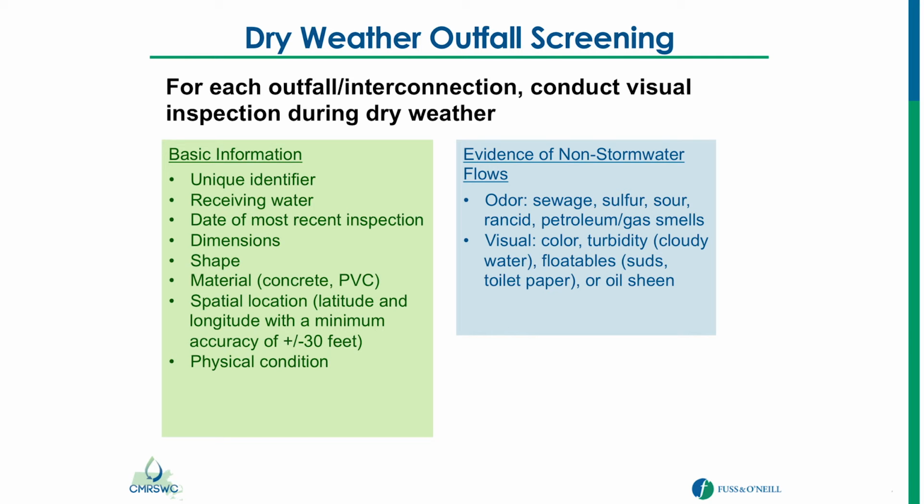You want to note the physical condition of the outfall. And then you start to get into the evidence of non-stormwater flows: odor, sewage, sulfur, sour, rancid milk smelling things, petroleum, gas smells, and then visual indicators: color, turbidity in the water, floatables, suds, toilet paper is a very common one, or an oily sheen. The evidence of non-stormwater flows, you will know it when you see it.